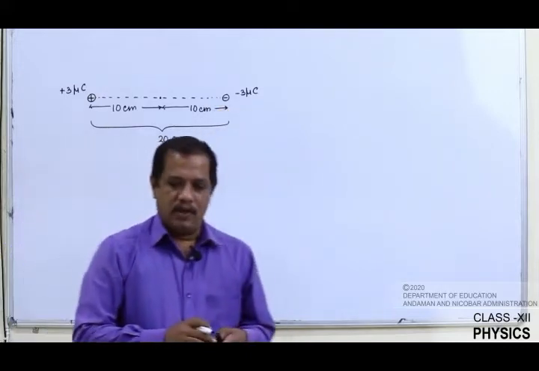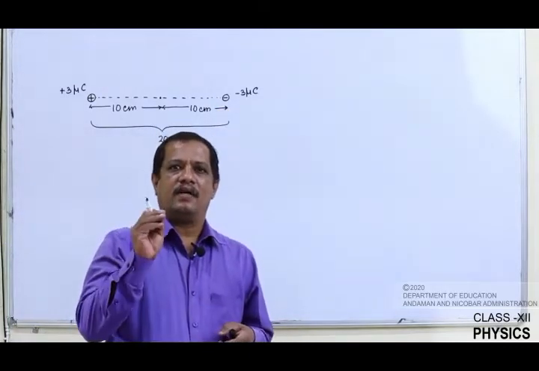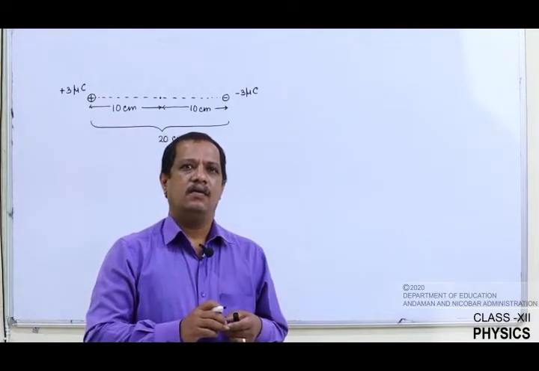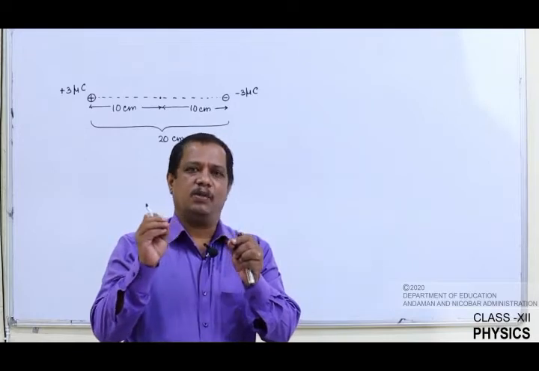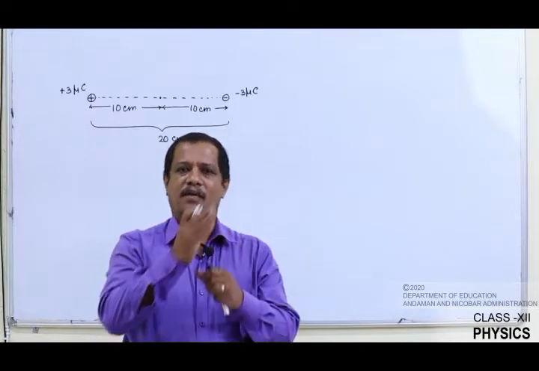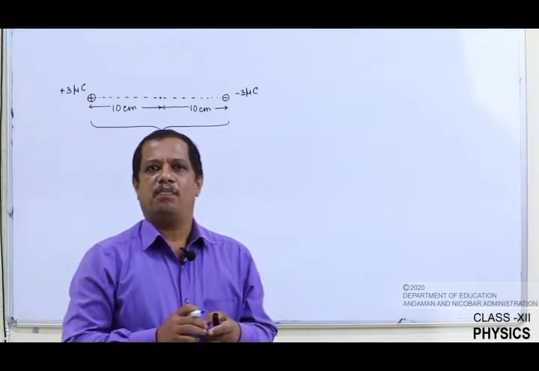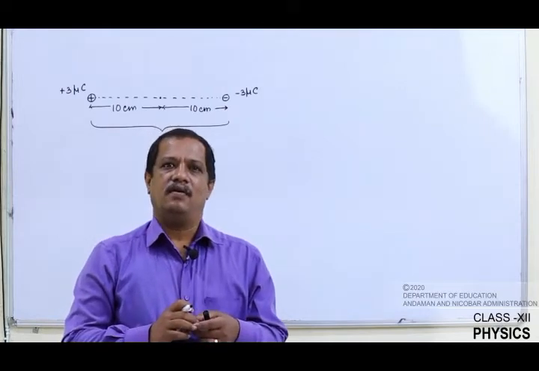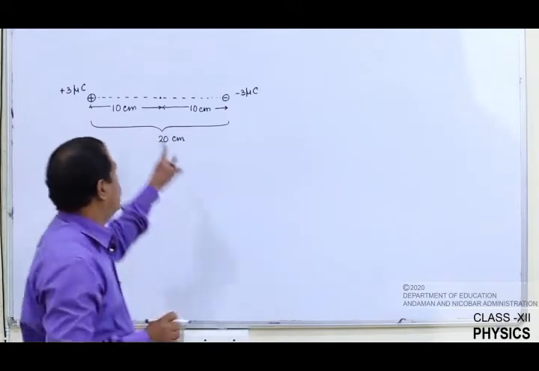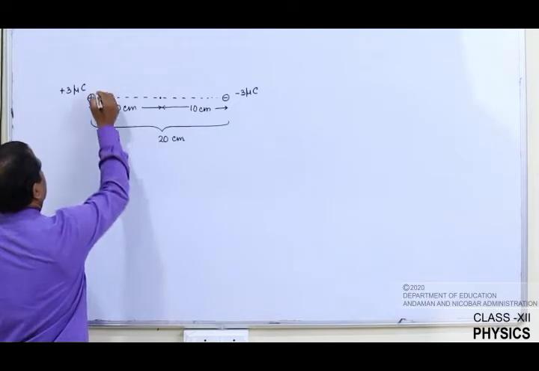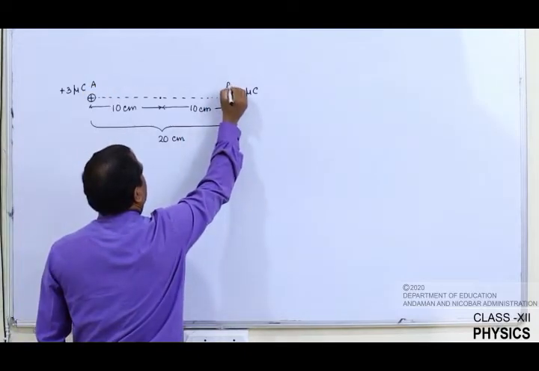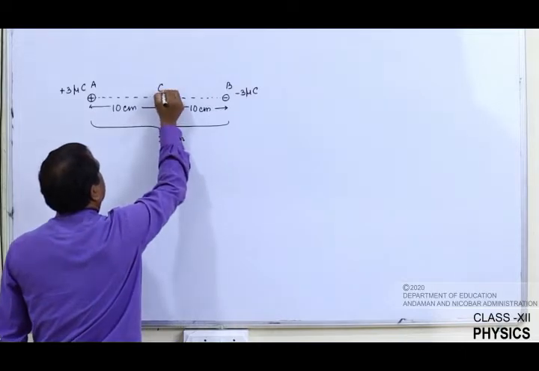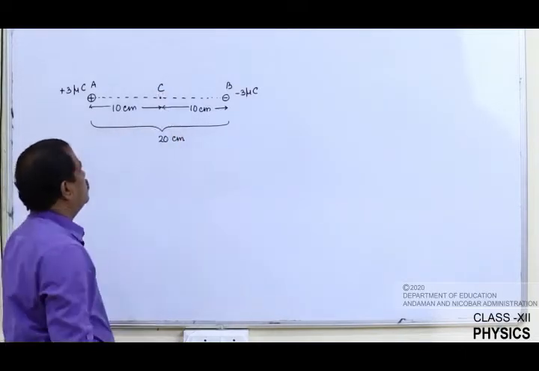I am going to calculate the net electric field in two ways. One, I will calculate the magnitude of the electric field and direction separately, and in the second method I will apply the vector method to calculate the total electric field at the midpoint. So let me name the points. Let me say this is point A, this is point B, and I want the electric field to be calculated at point C.